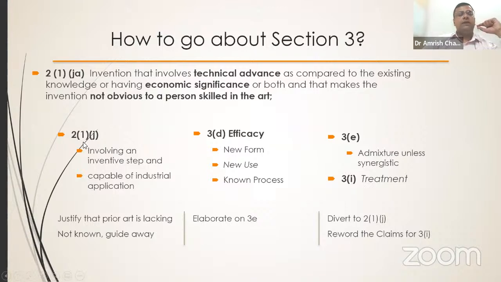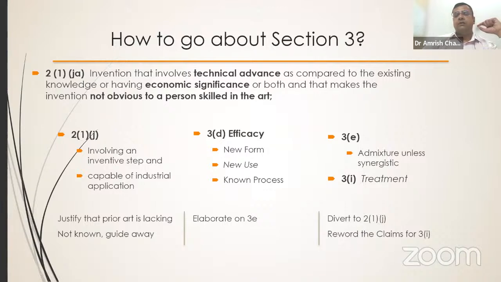So if you have to justify the clause 2(1)(j), you will have to justify that the prior art is lacking, or it is not known, or the prior art is guiding you away from carrying out your invention. These are the justifications that you can give for section 2(1)(j). For section 3(d), you can elaborate on 3(e), saying that it is not a mere admixture, but a synergistic combination. And for 3(e) and 3(i), you will have to divert the invention, saying that the prior art is lacking in all the information, so you won't fall under the ambit of 3(e) and 3(i).